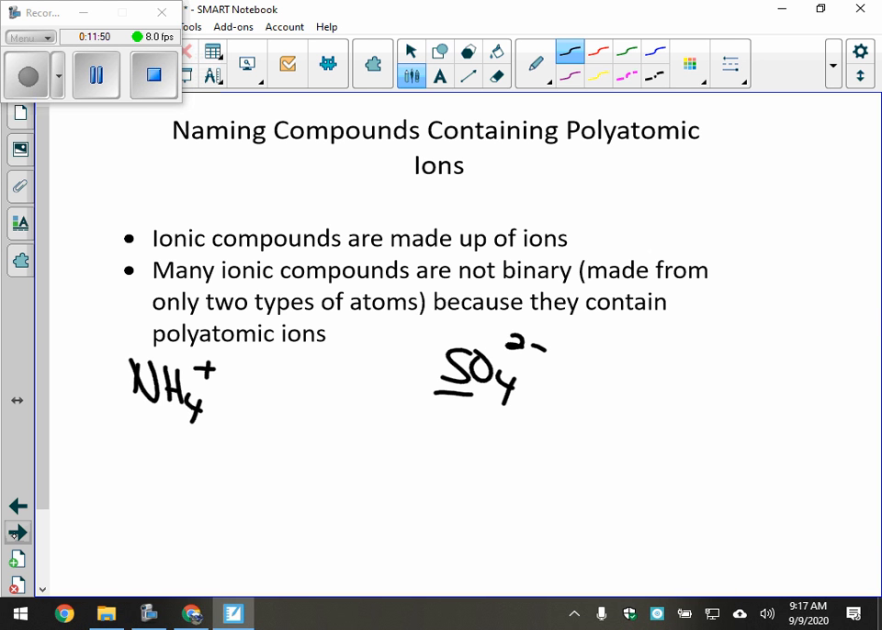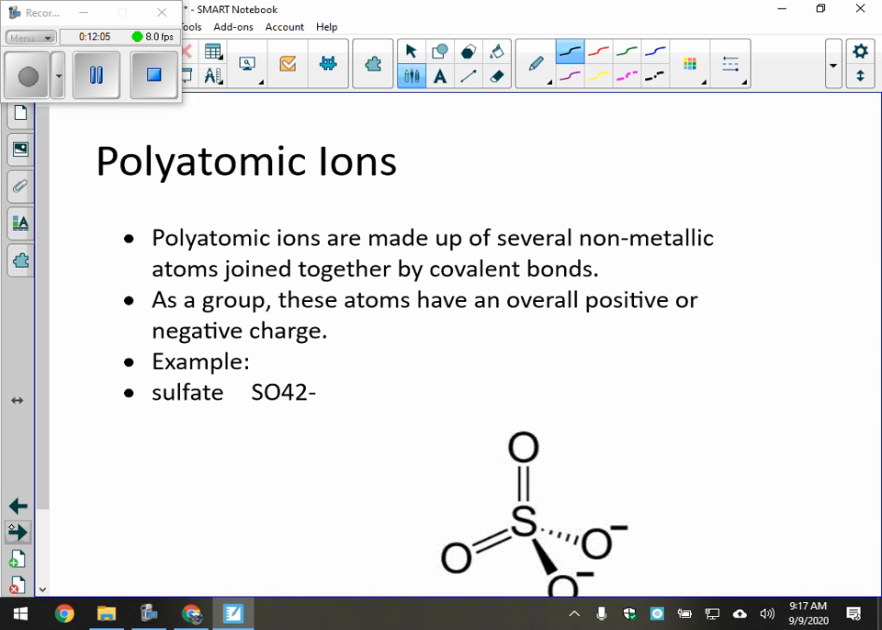These are what we call polyatomic. Poly means many, and atoms. Basically, many atoms have joined together to take in some electrons, or in this one particular instance, let go of an electron. So polyatomic ions are made up of several non-metallic atoms joined together by covalent bonds. As a group, these atoms have an overall positive or negative charge, for example SO4 2-. So this is back to the notes now. You're going to have to copy a few things down here.